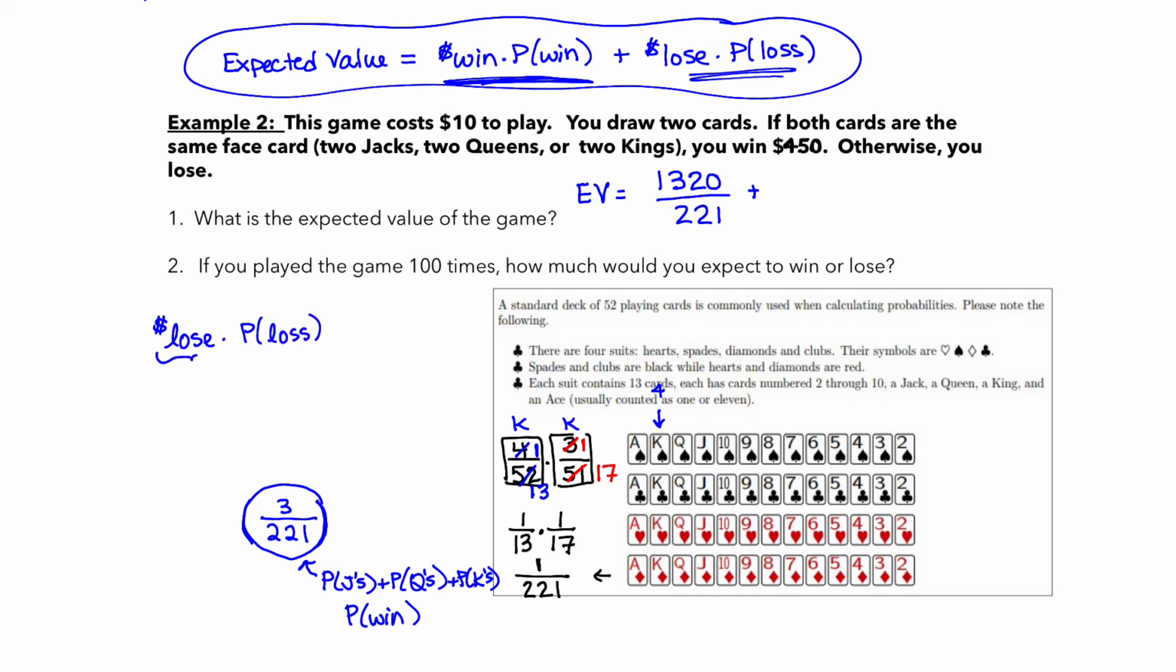So how much money do we lose? Well, that's the amount of money that it costs to play the game, which is $10. So we would say that we lose $10 by playing this game. Now, what's the probability that that's going to happen and I don't win anything?